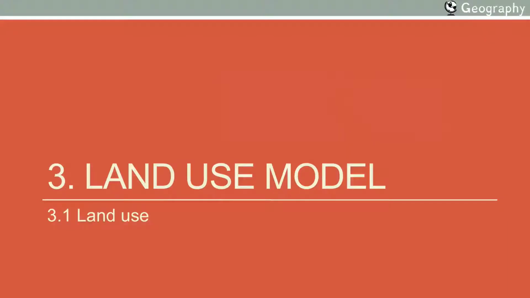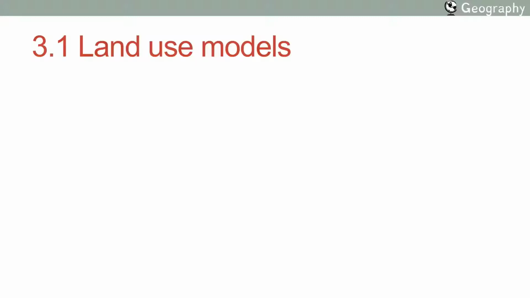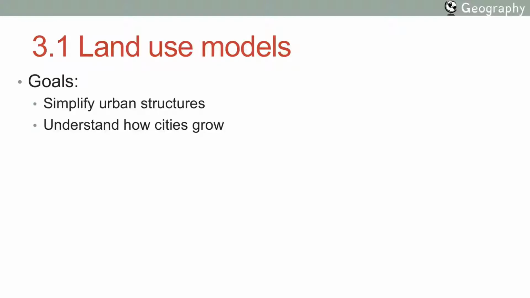We'll see how the land is used, and that gives us a land use model. And we can also try to make a transect. We'll see what it means just right now. We can use different land use models. The goal of a land use model is to simplify urban structures and to understand how cities grow.